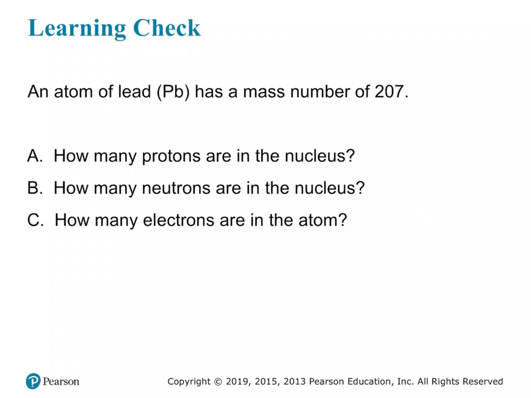Okay, so let's do a quick learning check. An atom of lead, which has the symbol Pb, and remember that comes from the Latin name plumbum. It's one of my favorite Latin names. An atom of lead has a mass number of 207. And we want to figure out how many protons are in the nucleus, how many neutrons are in the nucleus, and how many electrons are in the atom. So feel free to use your periodic table to look up lead and its atomic number, and then try to figure out from the atomic number and this mass number how many protons, neutrons, and electrons this atom has. And when you unpause the video, we'll go over it together.